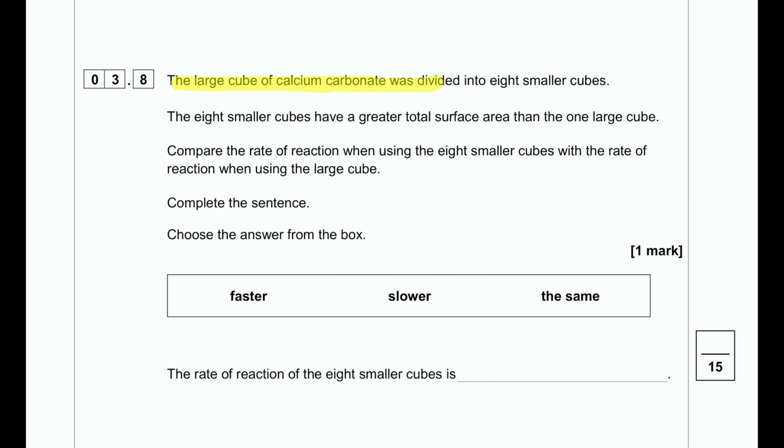The large cube of calcium carbonate was divided into 8 smaller cubes. The 8 smaller cubes have a greater total surface area than the one large cube. Compare the rate of reaction when using 8 smaller cubes with the rate of reaction when using the large cube. The rate of reaction of the 8 smaller cubes is definitely going to be faster.